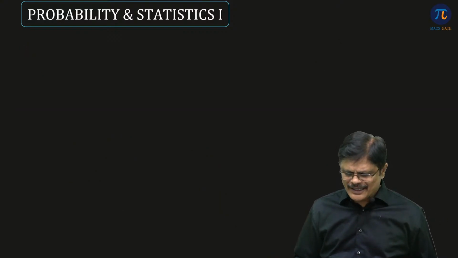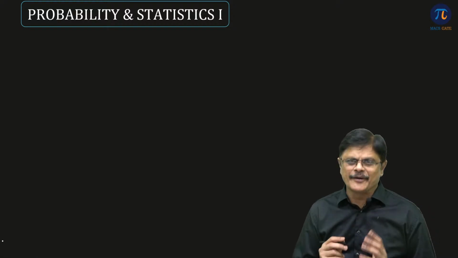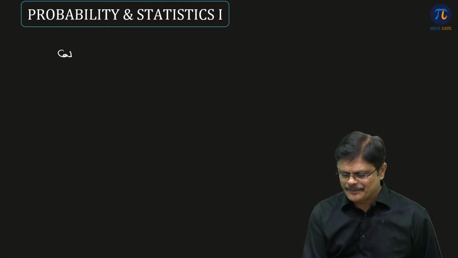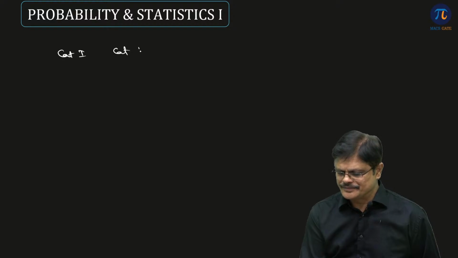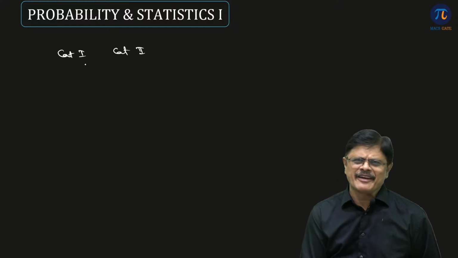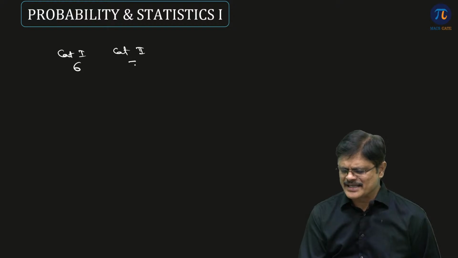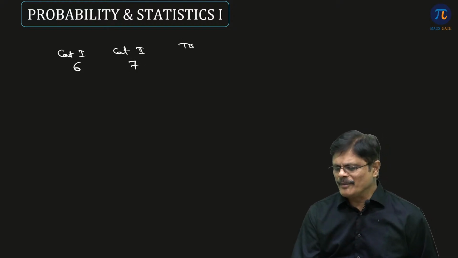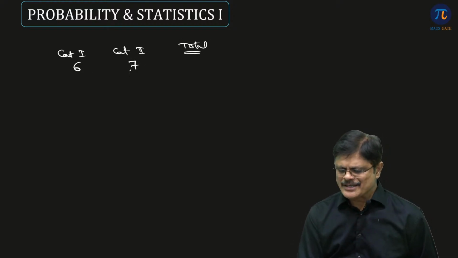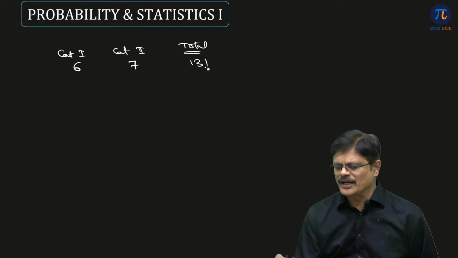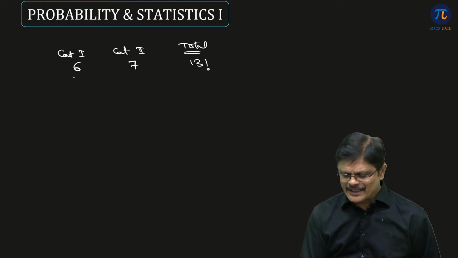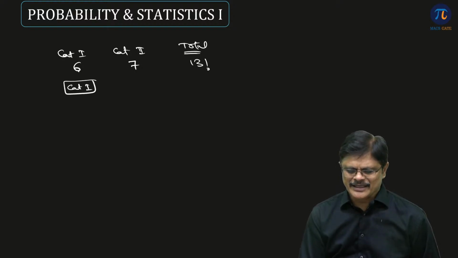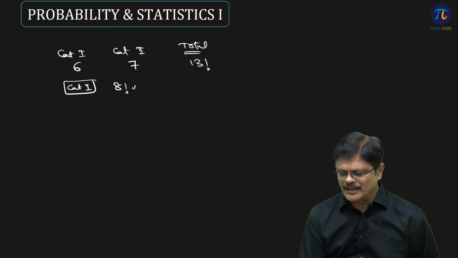So please try to understand this. Whenever you are having category 1, category 2, you may be having any number of cases. Here you may have 6 and here you may have 7. So total will be 6 plus 7, 13 factorial arrangements. Suppose you want category 1 together, so it is 1 unit plus 7, that is 8 factorial into category 1 factorial, that is 6 factorial.